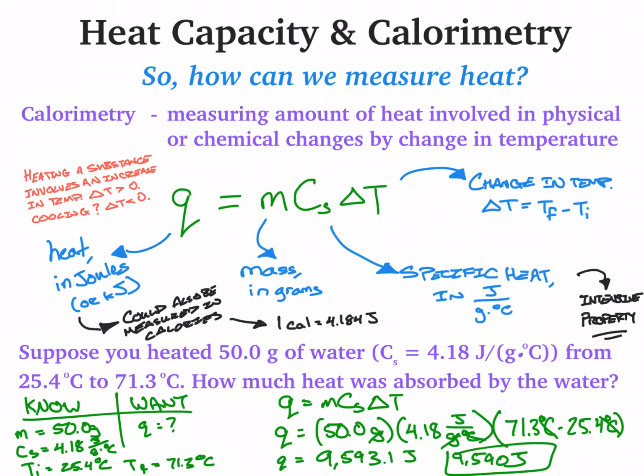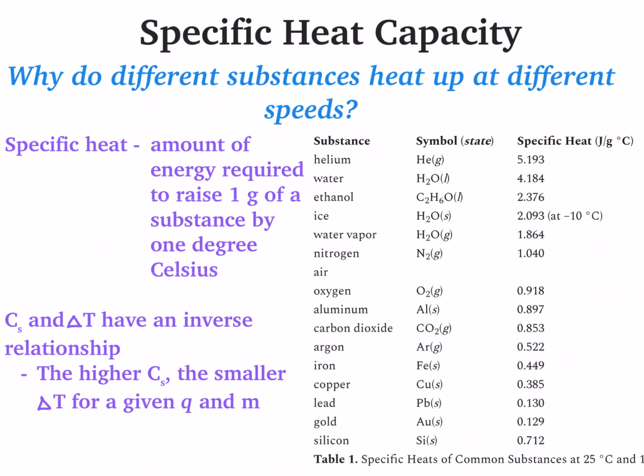So we can use this equation to calculate simply the amount of heat involved in heating up or cooling down a substance. But what on earth is this C sub s thing, this specific heat? Well, specific heat, as a definition, is the amount of energy that is required to raise 1 gram of a substance by 1 degree Celsius. And when you think about its unit, it should make some sense. Joules per gram degree Celsius. It is the amount of energy to raise 1 gram by 1 degree Celsius. So that's why those are paired together on the bottom.